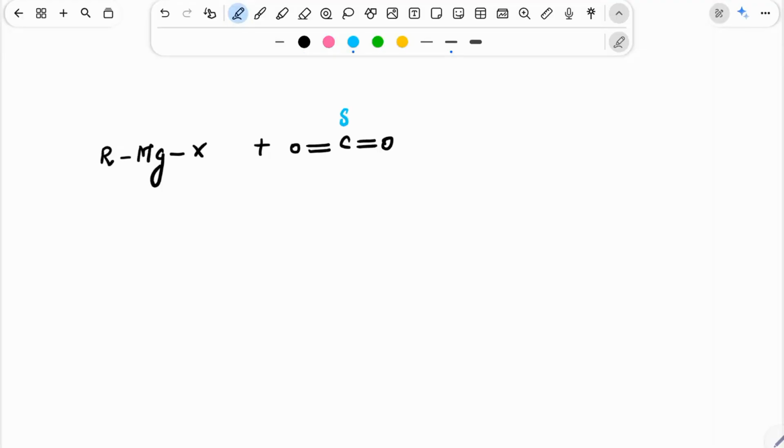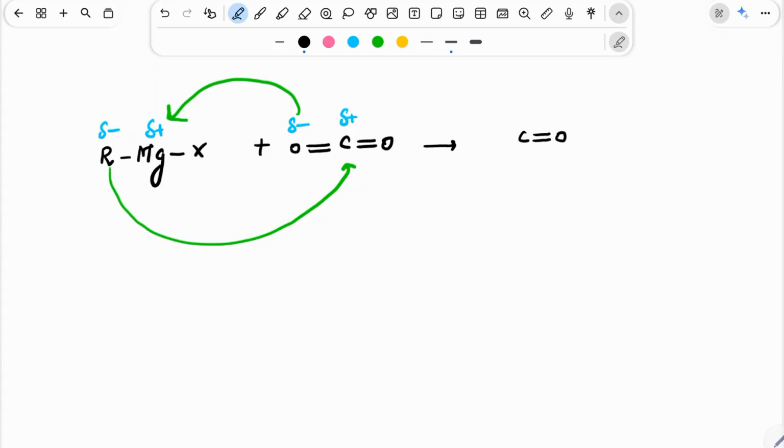For carboxylic acid, we have to take CO2, carbon dioxide, which is linear, right? So when I polarize this, it's C plus, O minus. Here Mg plus, R minus. So what happened? The negative attacks positive. The addition product will be what? C double bond O is already there. We should not disturb it. With this O, I am just including MgX. With this C, we are including R from the Grignard reagent. New carbon-carbon bond. Next, hydrolysis.